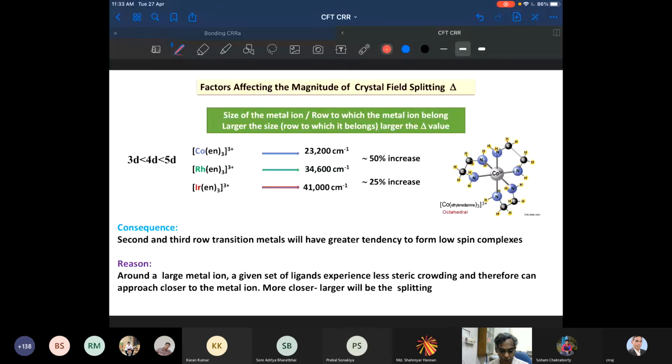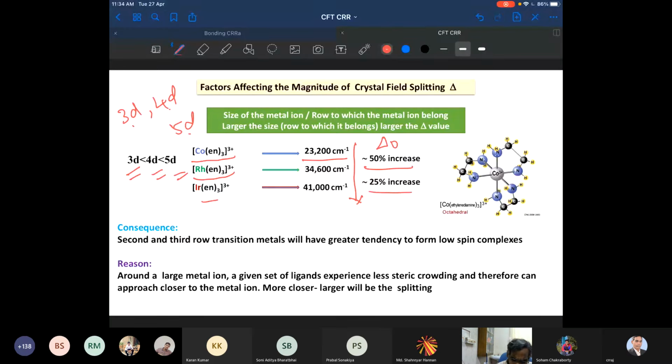What I am talking about here is the nature of the metal. That is basically 3d versus 4d versus 5d. How it affects, I have given an explanation. For example, the tris(ethylenediamine)cobalt complex has a delta O value of 23,200. On the other hand, rhodium, the same ligands, the ligand remains the same, the oxidation state remains the same. I am changing from 3d to 4d to 5d, iridium. What we have is a significant increase in the delta O value. Initially it is a 50% increase and then it is a 25% increase.